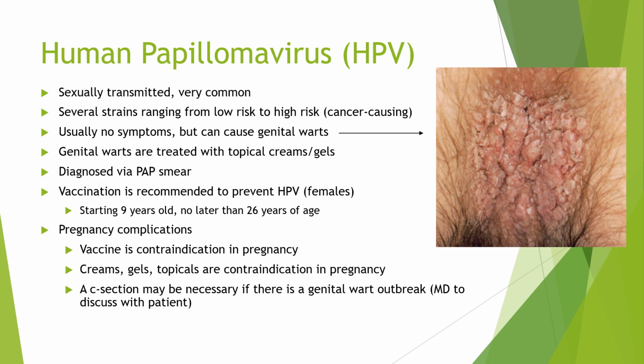So we do recommend vaccination to prevent HPV in females. This starts at 9 years old, but should be given no later than 26 years of age. There are pregnancy complications and considerations. The vaccine is contraindicated in pregnancy. Creams, gels, topicals are contraindicated in pregnancy. And a C-section may be necessary if there is a genital wart outbreak during delivery. But that's something that the doctor will discuss with the patient. Us as nurses do not discuss that with the patient.